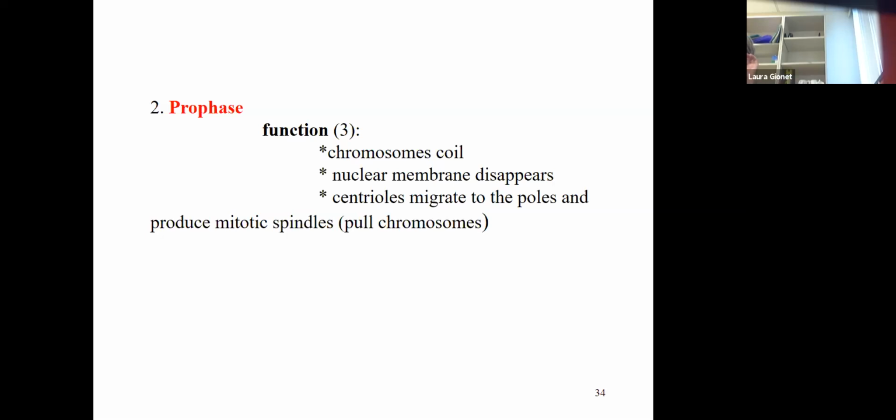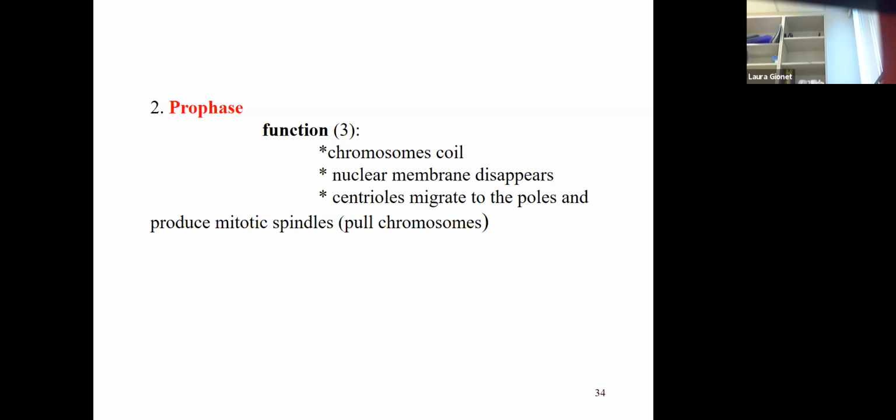And that serves another function. They're easier to move around that way. So the chromosomes condense or coil. The nuclear membrane breaks down because we can't divide everything that's in the nucleus if we don't take apart the membrane. And those centrioles now have replicated, and they migrate to opposite ends of the cell, and they produce these mitotic spindles that are essentially like finger-like projections that are going to grab onto those chromosomes and pull them apart.